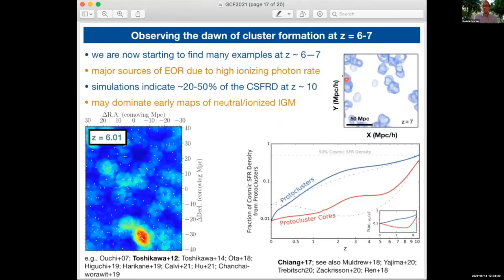And in the final few minutes, I want to take you all the way to the epoch of reionization, perhaps, and highlight that we are starting to find many examples of these protocluster systems at redshifts as high as 6, 7, 8. We can perhaps imagine that these would be major sources of the epoch of reionization due to their very high ionizing photon rates and large bias. Simulations indicate that several tens of percent of the cosmic star formation rate density could actually be contributed by these large early forming systems. And so they may dominate the first maps of the neutral and the ionized IGM that we'll be able to make soon.